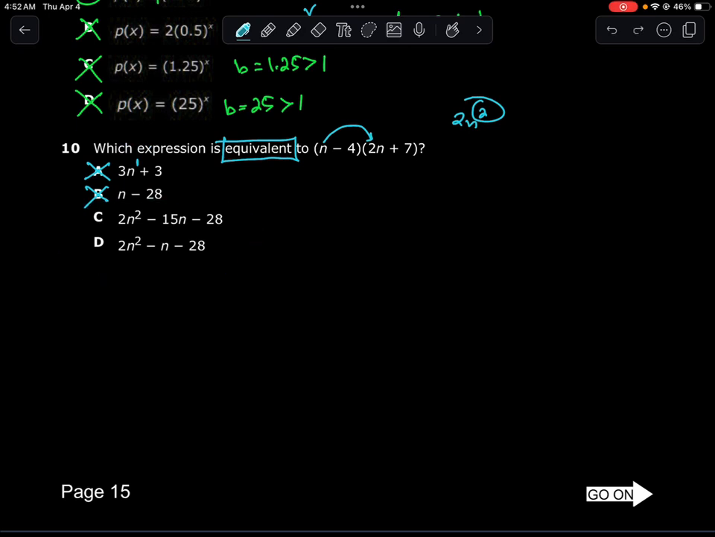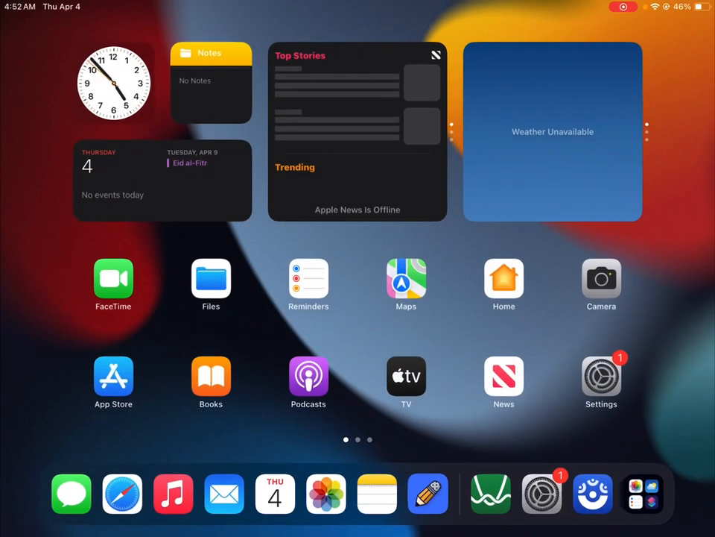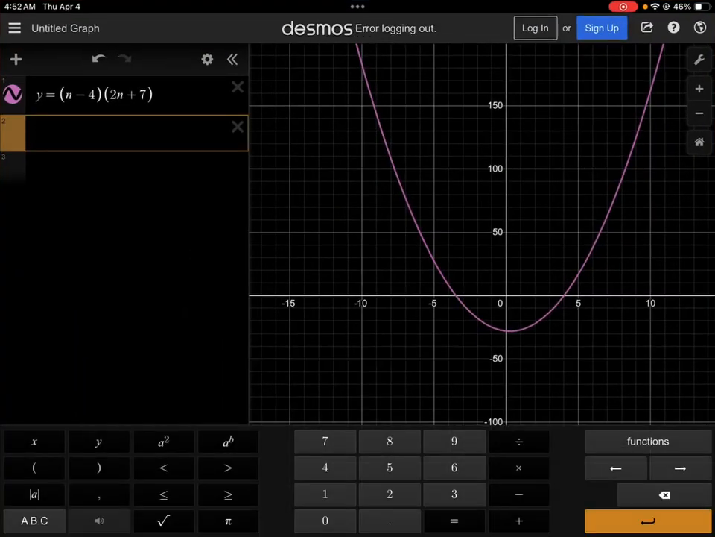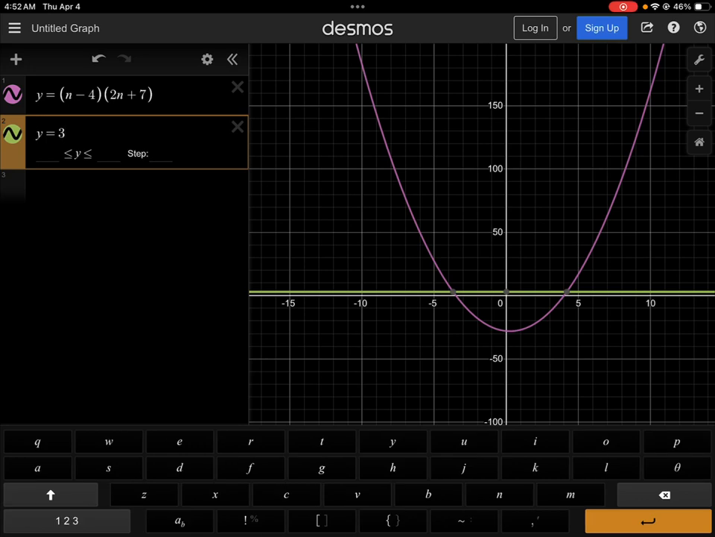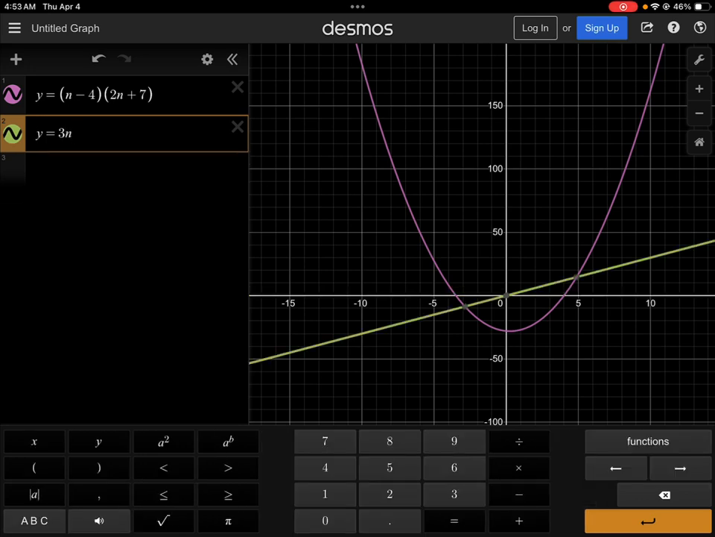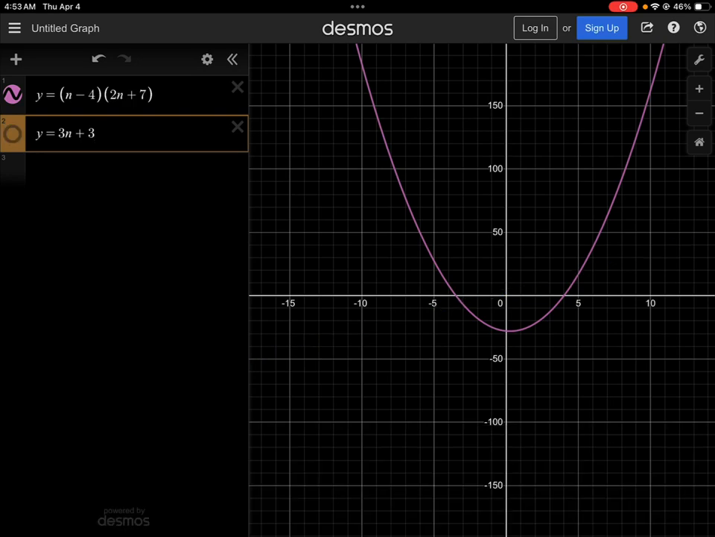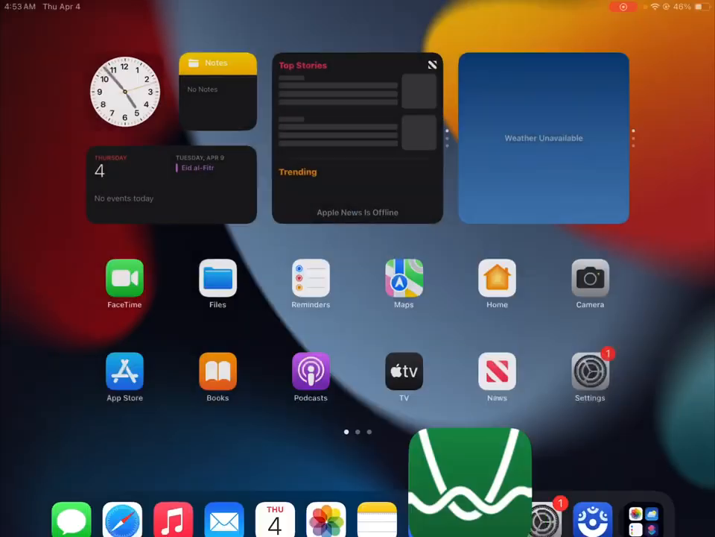I can plug in the first option just to be convinced. Y equals 3n plus 3. And you see it's a line. There's no way that a line is equivalent to a U shape. So that's not going to be it. So I'm not even going to plug in the second one.